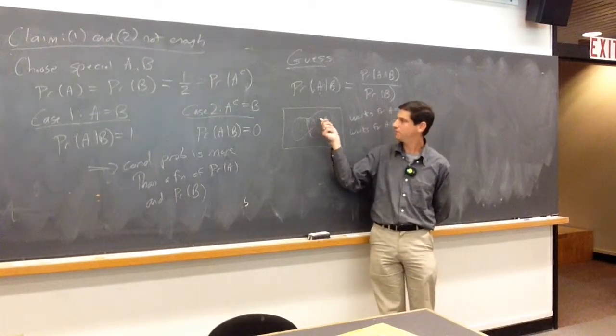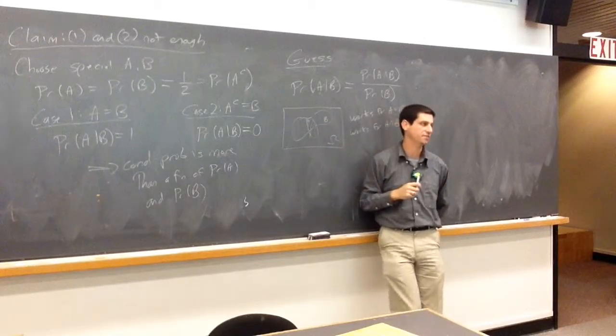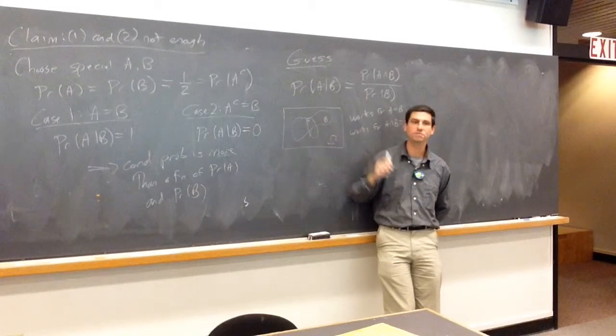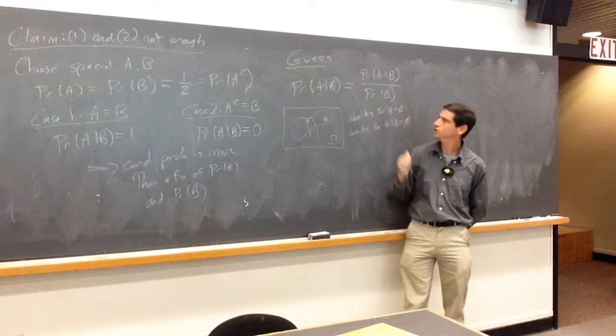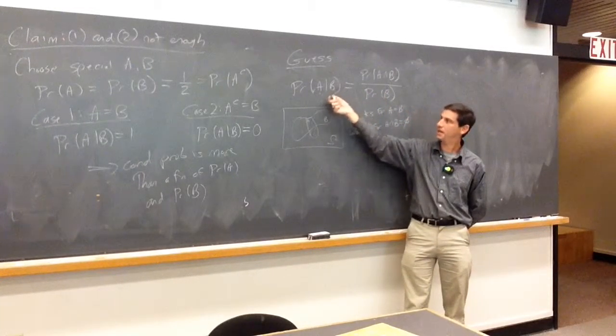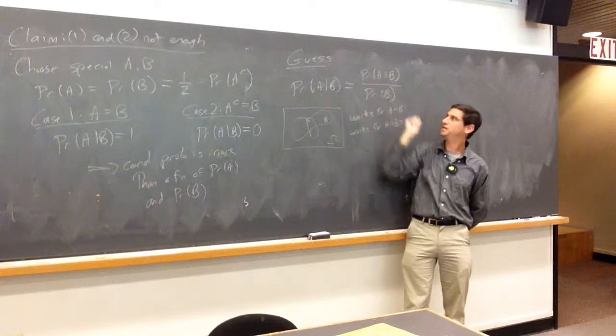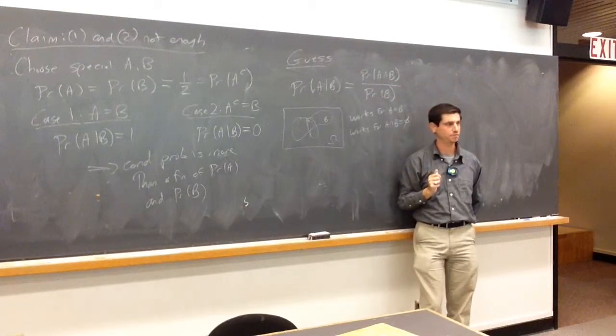If A makes up half the probability of B, the event should happen half the time. If A makes up a third of the probability of B, it should happen a third of the time. So this is a really good definition for conditional probability. The probability that A happens given B is the probability of A intersect B over the probability of B.